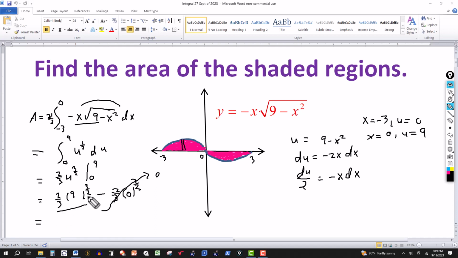9 to the 3/2 is the same thing as the square root of 9, which is 3, and then you cube that, that's 27. So you have 2/3 times 27. 3 goes into 27 nine times, and 9 times 2 is 18. So the area of the two shaded regions in total is 18. Because we're dealing with area and we're not given the units, we simply say 18 square units.